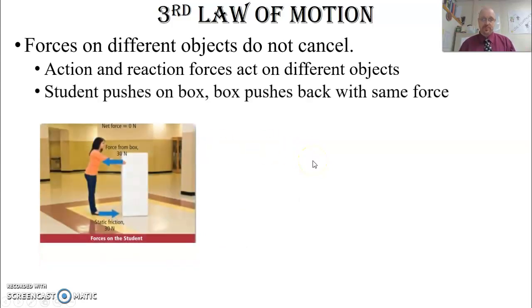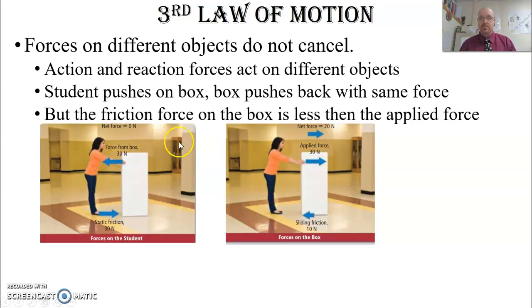For instance, a student pushes on the box, and the box pushes back with the same force. Okay, so the force from the box is 30 newtons, right? The force is on the student because the student is pushing on the box. There's static friction in the box pushing back against the student. The student can't overcome the friction, so there's a net force of 0, which means the box doesn't move. But if the friction force in the box is less than the applied force, so if I apply 30 newtons of force, and sliding friction once we're moving is 10 newtons, all right, then that is a net force of 20 newtons.